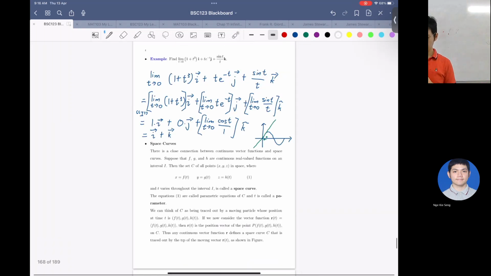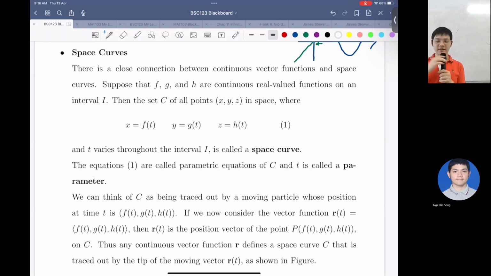Okay, let's continue. This is the idea we talked about just now. We drew a space curve. Here it says that there is a close connection between continuous vector functions and space curves. Suppose we start with three real-valued functions, because we care about 3D. Then the set of all points that satisfy the three functions we call a space curve. Because we have one variable only, T, a line is a one-variable thing. The three equations here are called parametric equations. These are nothing special; it is the parametric solution you see in linear algebra, just called differently. And T is the parameter.